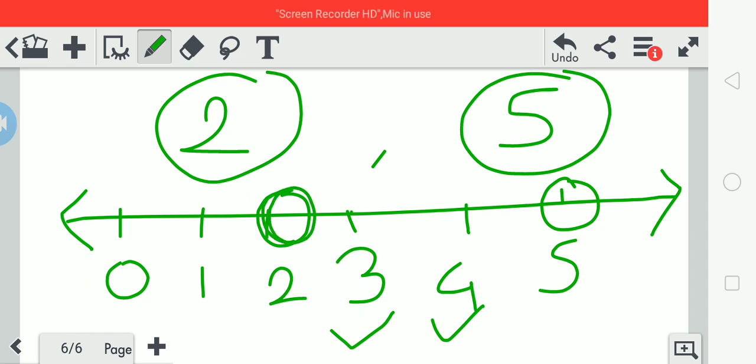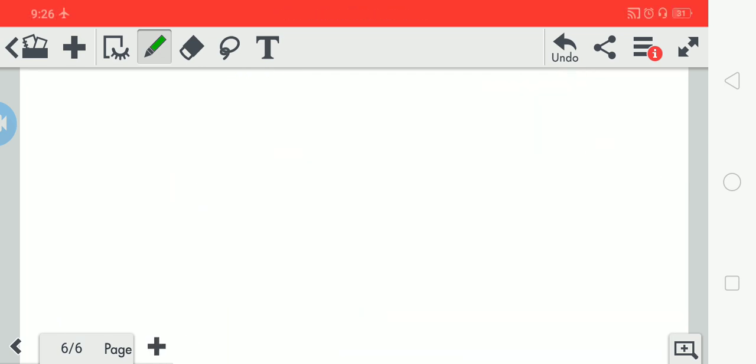I circle this 2 and this 5. In between 2 and 5 we got the two integers, that is 3 and 4. Let's take the second example.